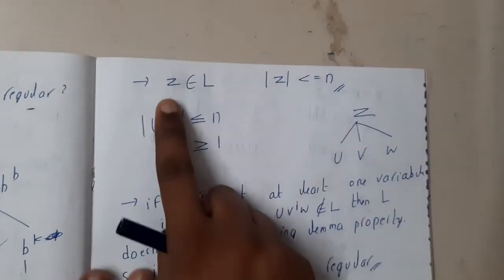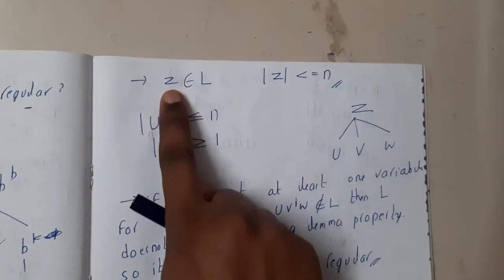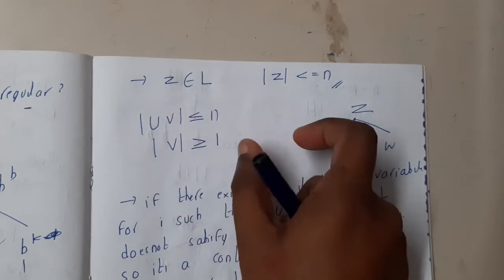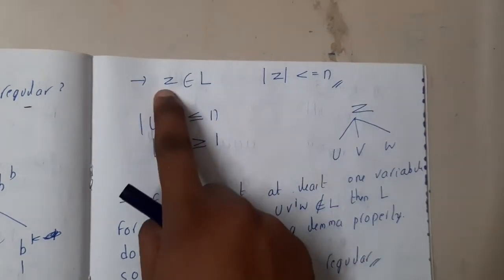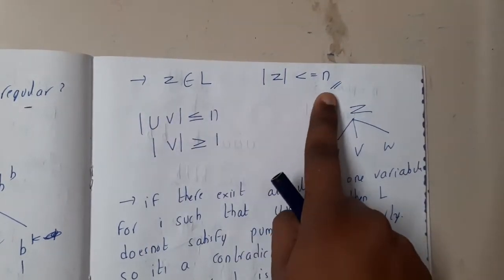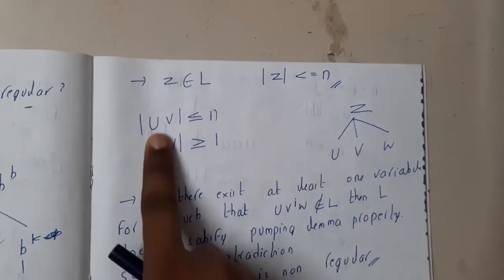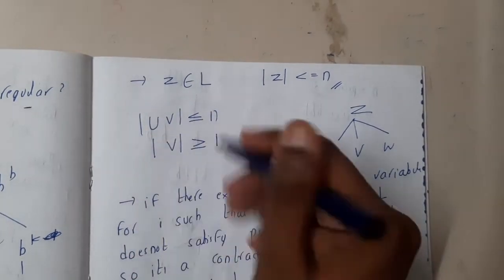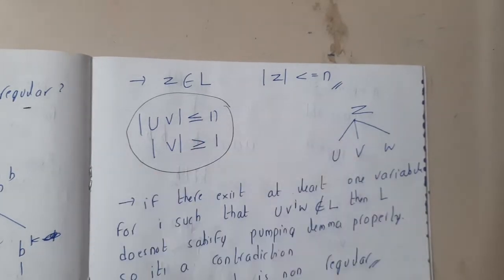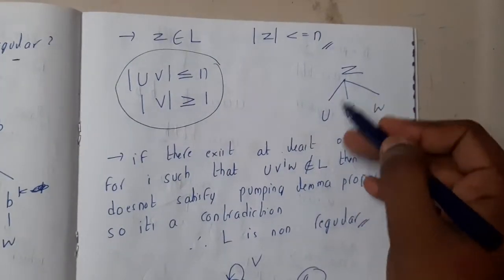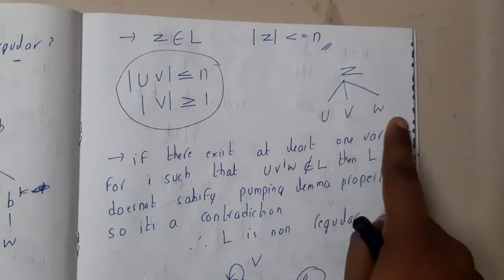Okay, so after that what we do, we take a particular z that belongs to the language. So basically we will take a particular string which belongs to z, and the length of z should be less than or equal to n. Then you are going to compare this particular condition. You can skip this condition, guys. That will not affect that much. So we are going to break it into three parts, u, v, and w.